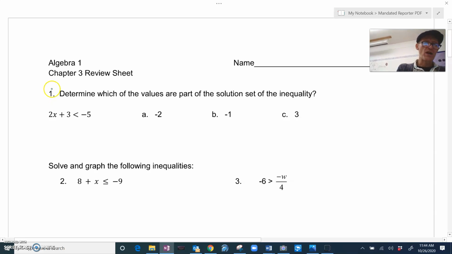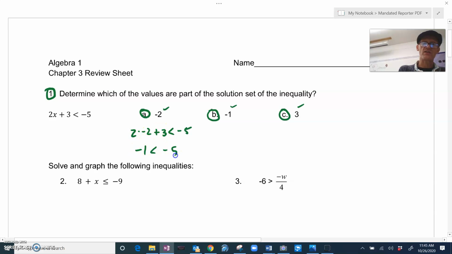So the first problem says determine which of the values are part of the solution. So it's either going to be this one, or this one, or this one, or two, or all. So substituting these values into the inequality will answer the question. So let's substitute in -2. It's 2 times -2 plus 3 less than -5. So -4 plus 3 is -1. -1 less than -5. That's false.